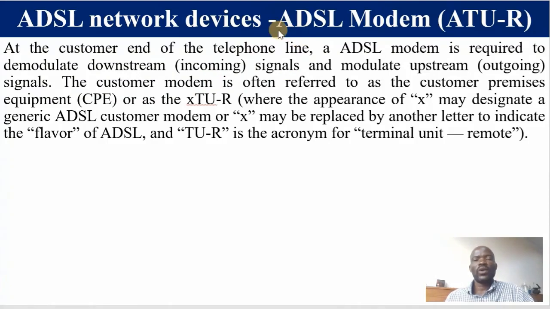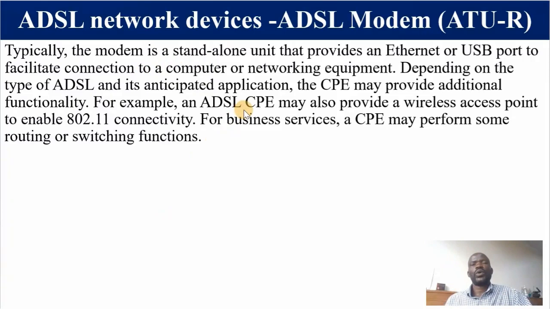It also allows the customer to connect to it using some cables and also wirelessly. It also does the function of a DHCP, Dynamic Host Configuration Protocol. It allocates IP addresses, or it releases IP addresses of devices that are connected to it. And normally, the lease period is 1 day, that is 24 hours. Typically, an ATU-R is a standalone unit, and it provides, as I said, USB connection or Ethernet connection to a computer or to a networking equipment.